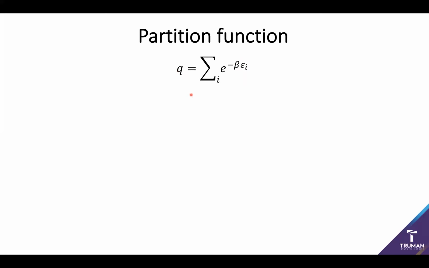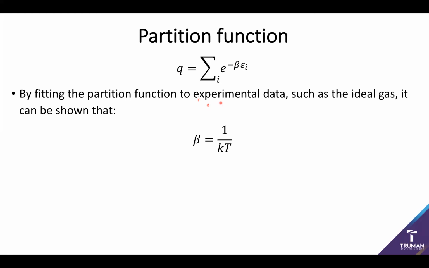So this we actually do have to go to experimental data. So we can try and fit our partition function to experimental data, such as the ideal gas. And to a certain extent, we've already done this when we did the kinetic gas law. And from there, it can be demonstrated that beta equals 1 over kT. And while this holds for the ideal gas, it also holds for any number of other systems, including such systems as solids, liquids, you name it, beta is pretty much constant.